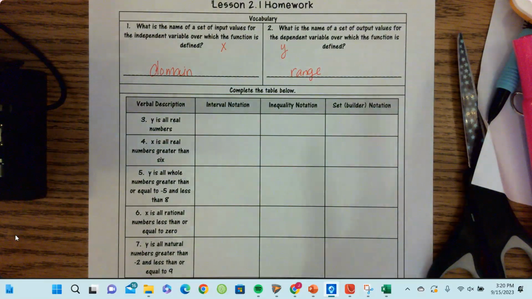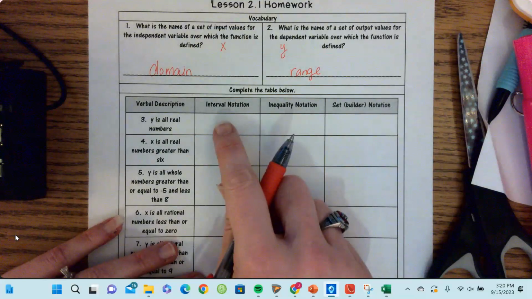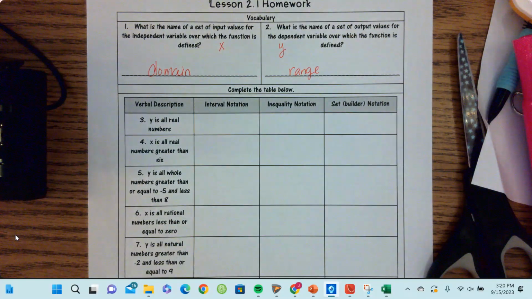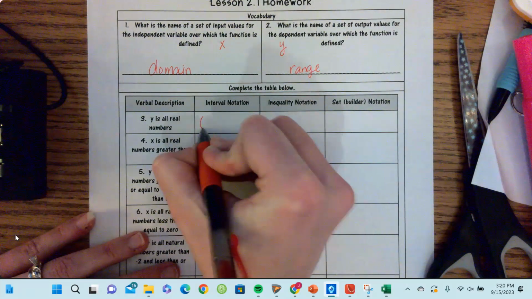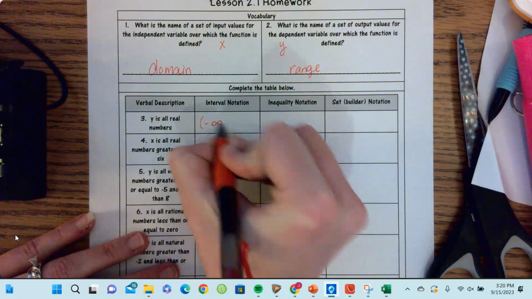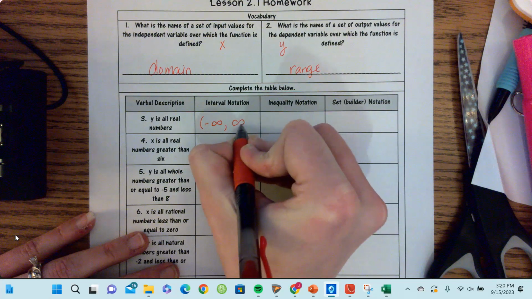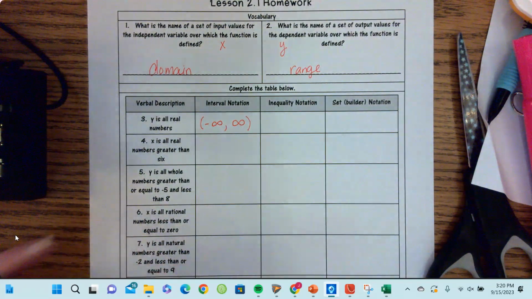So we've got three different forms we can write this in. Interval notation is a set of two values. And so if y can be every number, we would write negative infinity to positive infinity. And the infinities always get parentheses.